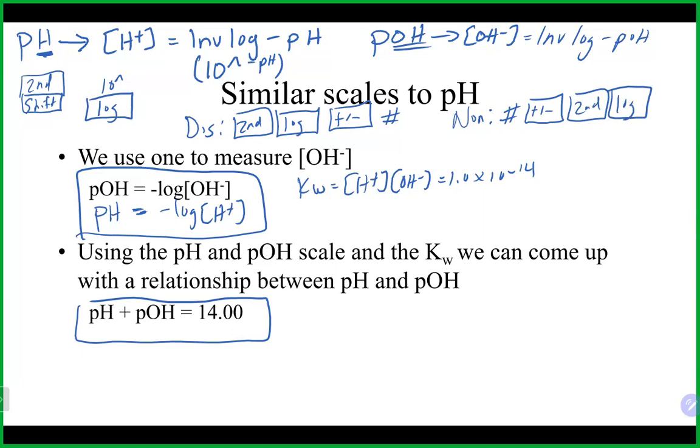As you go from pH or pOH to the H plus or OH minus concentration, we do want to follow the same rules for significant figures as you kind of go backwards.